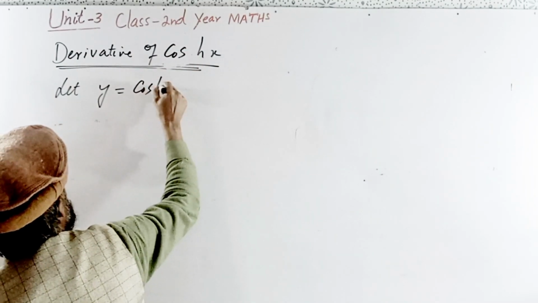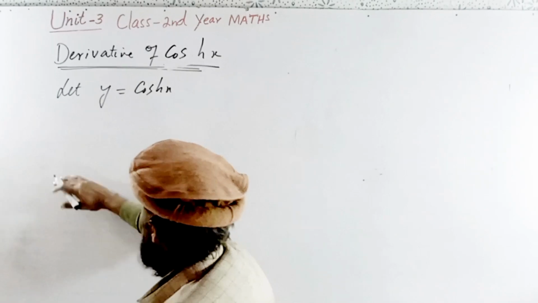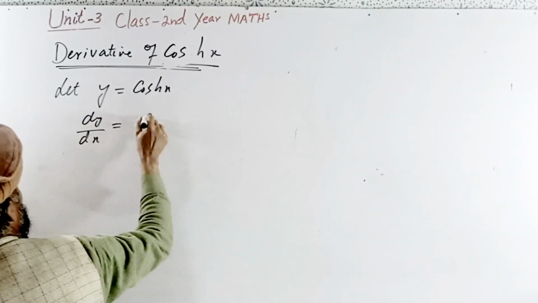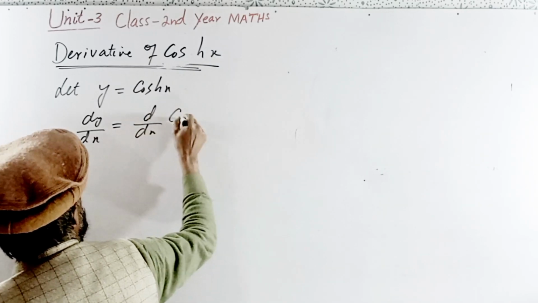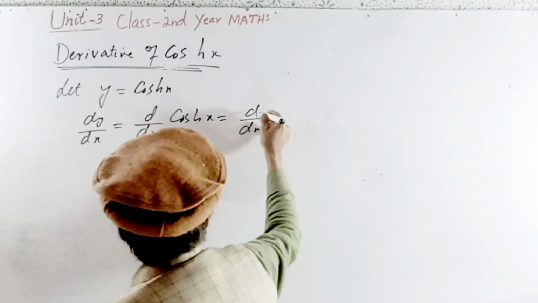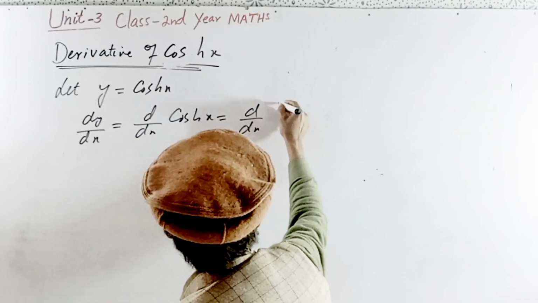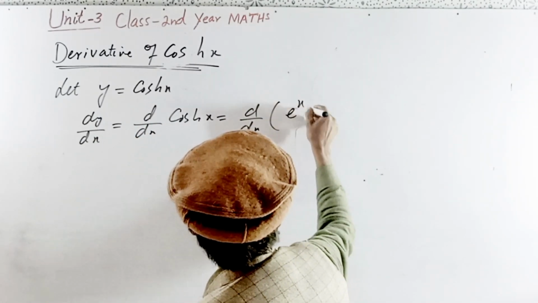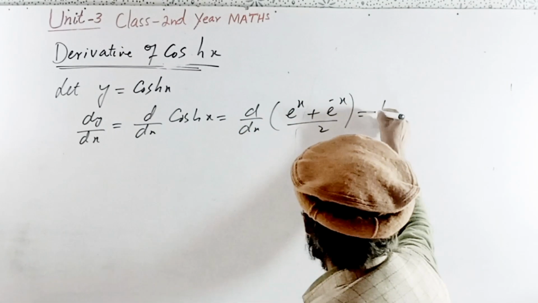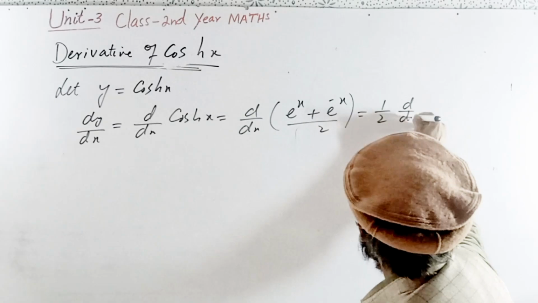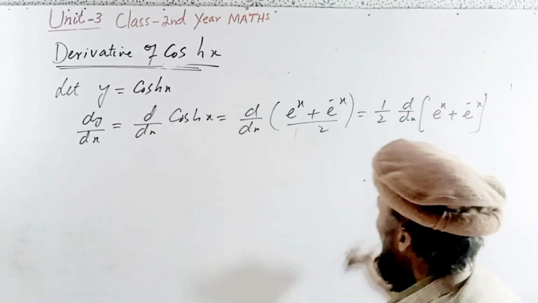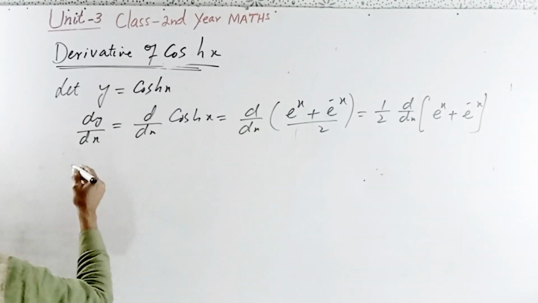With the same process, we differentiate with respect to x. dy by dx is equal to d by dx of cos hyperbolic x. Now we substitute the value of cos hyperbolic x, which is e power x plus e power minus x divided by 2. Here 1 over 2 is a constant, so we take it outside of the derivative, and then differentiate individually.